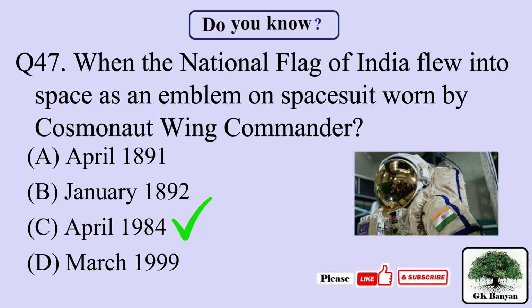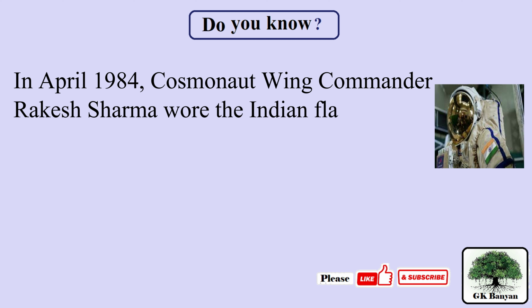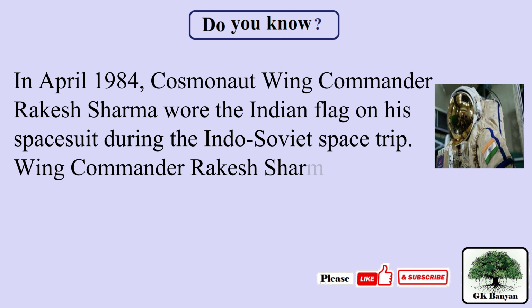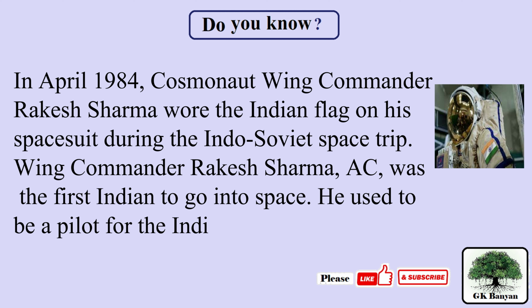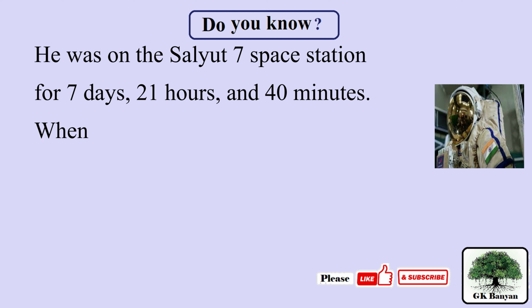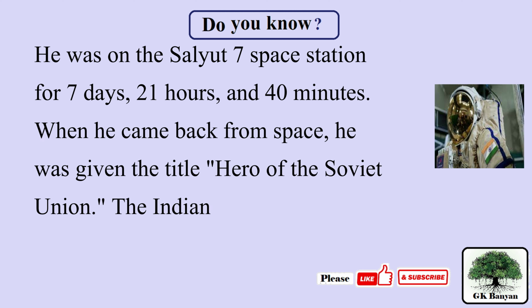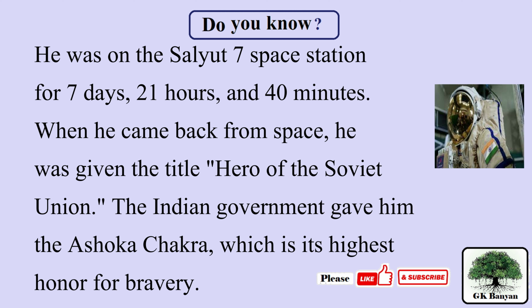April 1984. In April 1984, Cosmonaut Wing Commander Rakesh Sharma wore the Indian flag on his spacesuit during the Indo-Soviet space trip. Wing Commander Rakesh Sharma was the first Indian to go into space. He used to be a pilot for the Indian Air Force. He was on the Salyut 7 space station for 7 days, 21 hours and 40 minutes. When he came back from space, he was given the title Hero of the Soviet Union. The Indian government gave him the Ashoka Chakra, which is its highest honor for bravery.